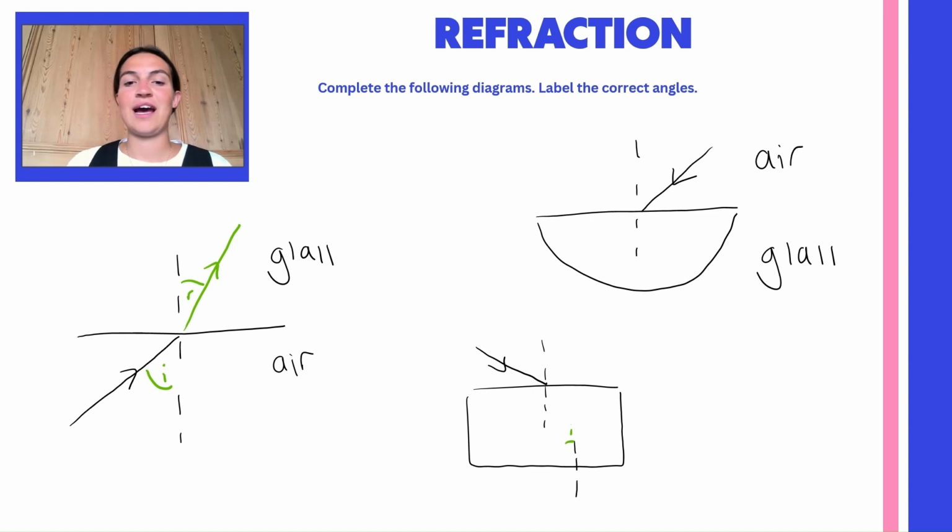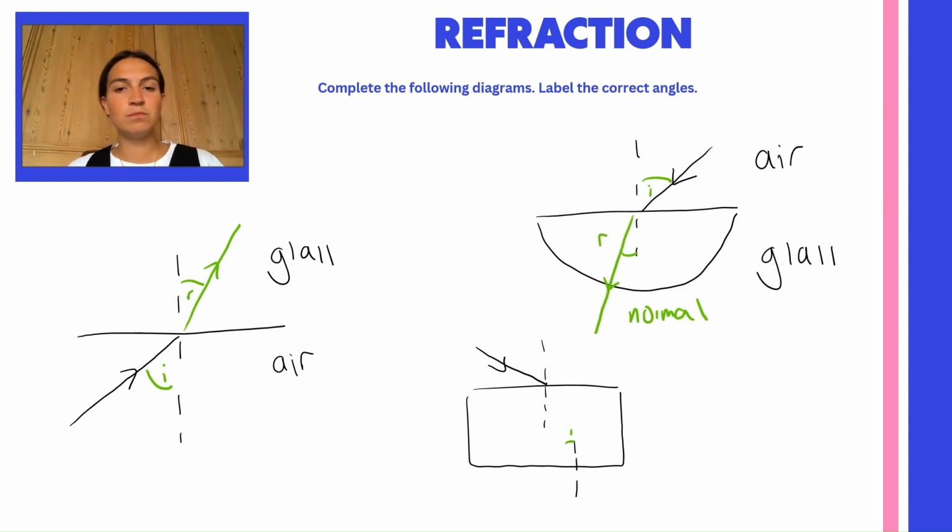Okay, let's look at the top diagram here with my semicircular block. And again, I'm going from air to glass, so my light should be slowing down and bending towards the normal. So let's put in my angle of incidence first, and then I just need to make sure that that angle of refraction is smaller than the angle of incidence.